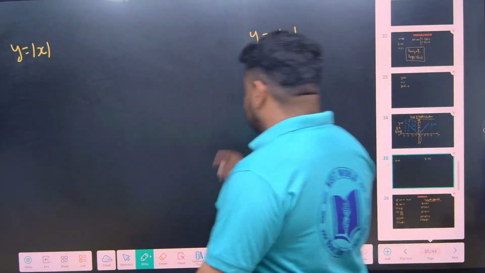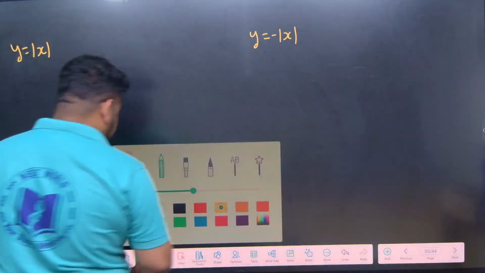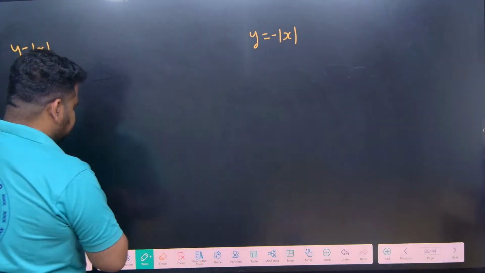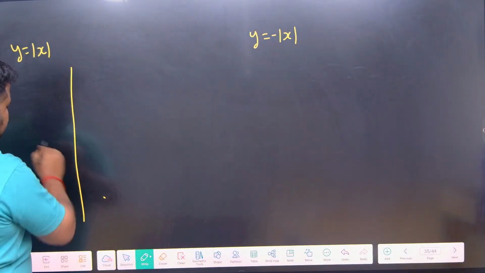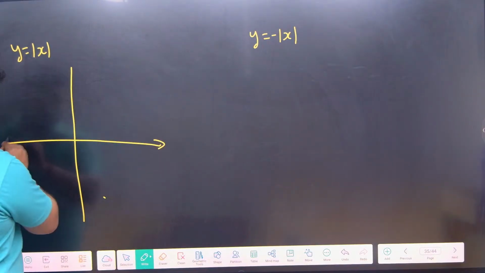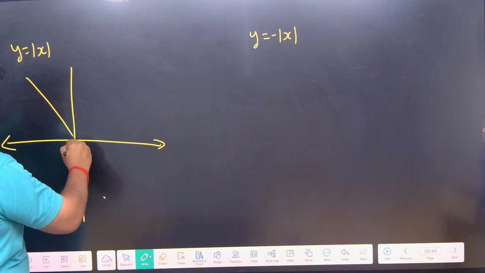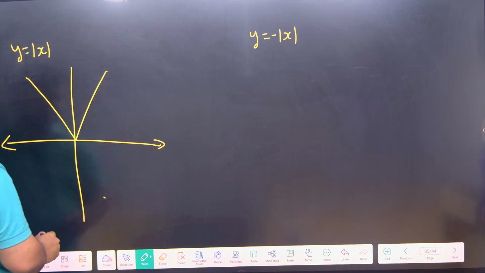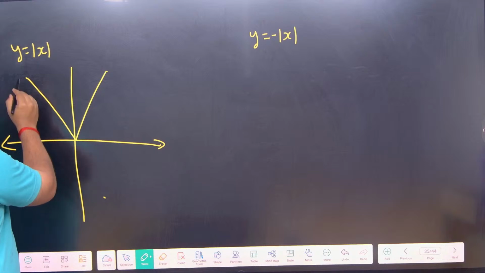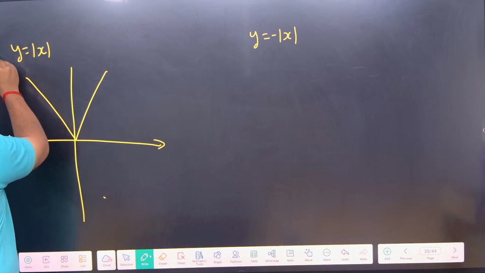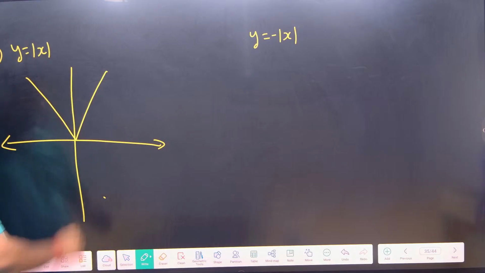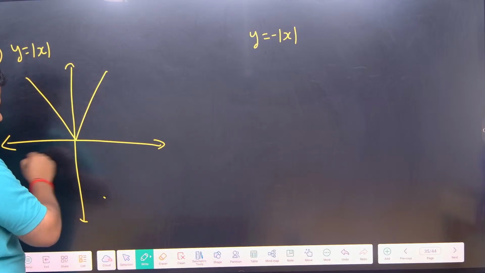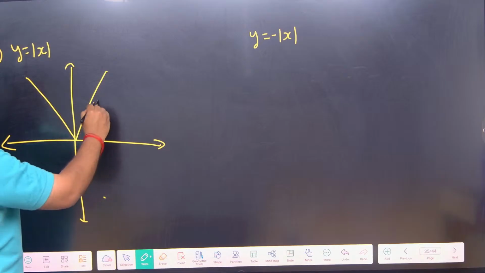Now I want to illustrate various other graphs here. So y is equal to mod x, how will you have the graph? If I draw it like this, you will have the graph like this. Yes or no? This is the graph you will be having for y is equal to mod x, on the x-axis and y-axis, the coordinate axes.